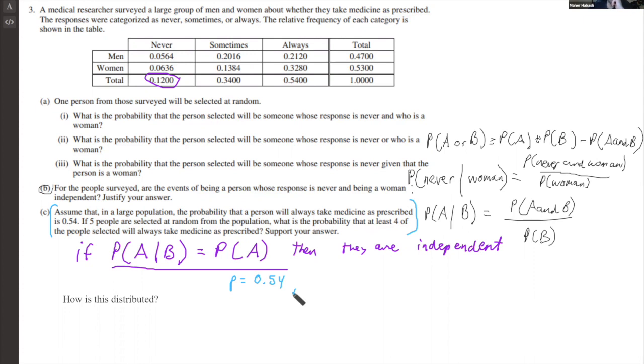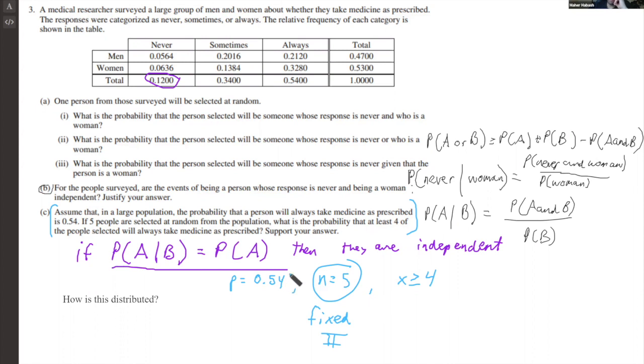And they're saying they're going to pick 5 people. So we have n equals 5. And they want to know, what's the probability of getting greater than 4? Now, if you're going to have 5 people selected at random, that's really important. They're saying they're choosing a fixed number. So we have a fixed number of observations, or whatever the case is.